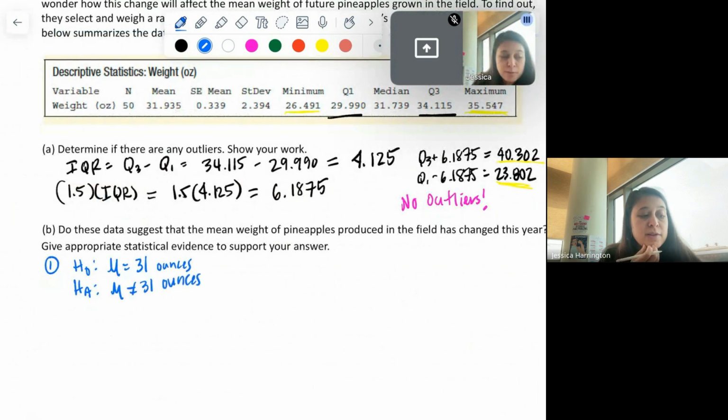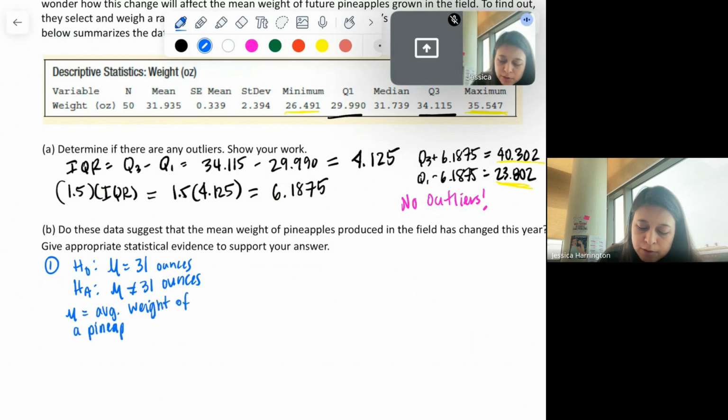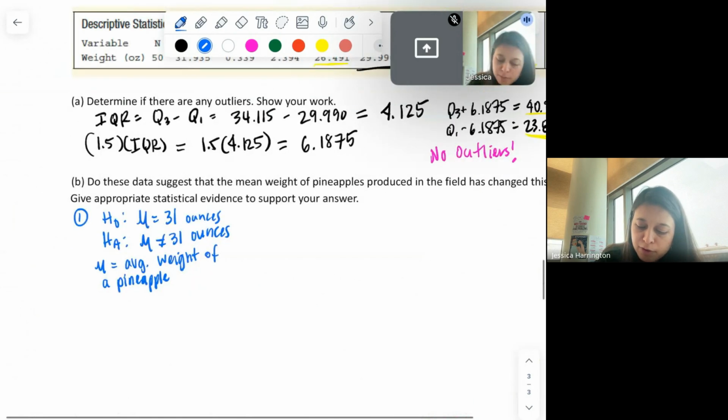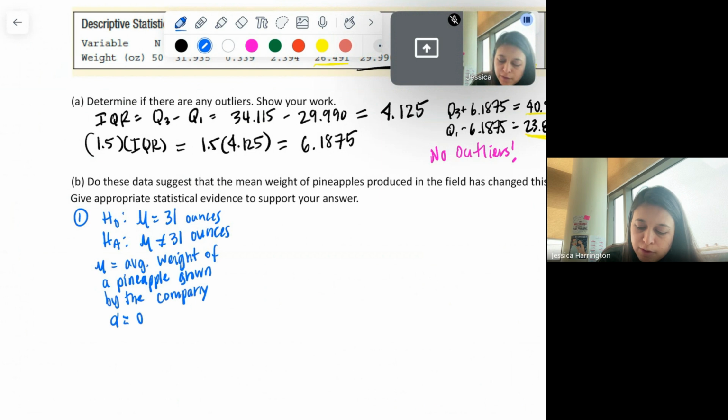And then remember, you need to say what mean is. So the mu stands for the average weight of a pineapple. Does it say like a field or something? Grown in the company's field, right? Grown by the company. Just write it like that. They were going to use an alpha of 0.05 because they didn't give us another one. All right, now we need to check our conditions.